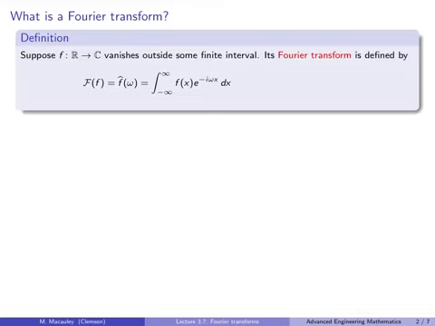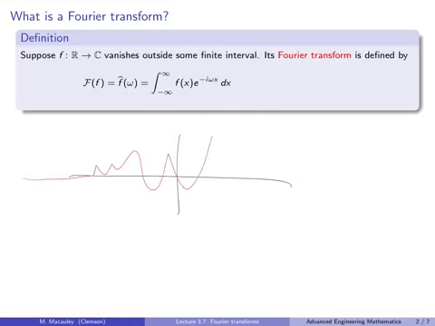Let's start with the definition of the Fourier transform, and then I'll try to convince you how and why this arises naturally. Suppose f is a complex valued function whose domain is the real line, and suppose f vanishes outside of some finite interval. So what I mean by that is the graph of this is 0 everywhere except for some finite piece. So this is the interval over which the function is not necessarily 0.